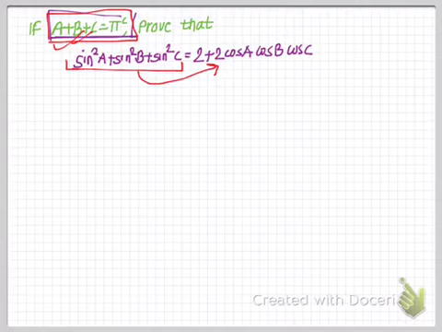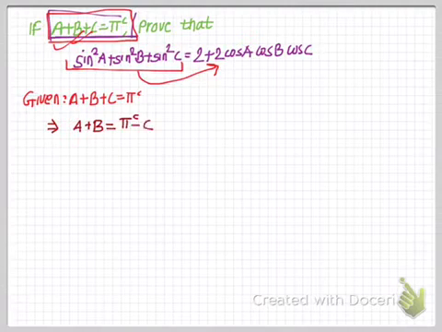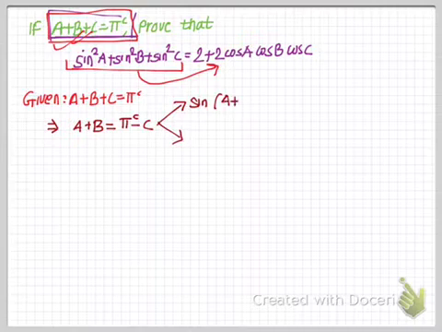So at first we'll start with our given condition. So this is our given condition that A plus B plus C is equal to pi radian. Now what I'm going to do is subtract C on both sides of this equation. So this results in A plus B is equal to pi radian minus C. Now I'm going to operate this equation first by sine on both sides. So I have sine (A plus B) is equal to sine (pi radian minus C).